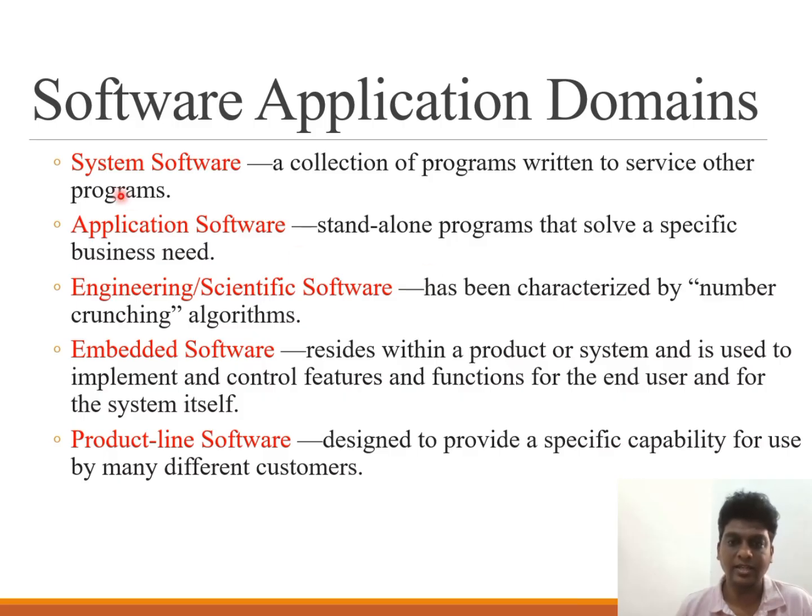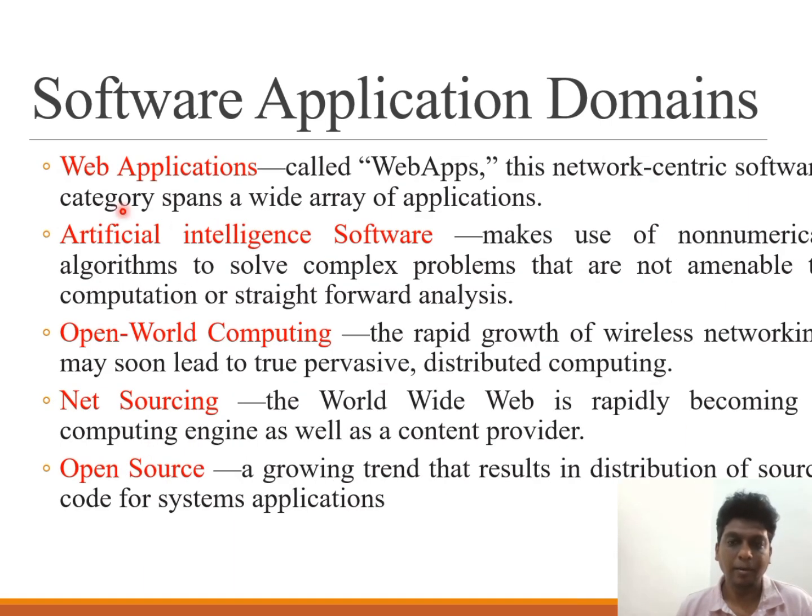These are the various software application domains. System software is a collection of programs. Application software is standalone, for a specific business need. Then there is scientific software with number crunching algorithms, like MATLAB, CAD, etc. Embedded software has implementation and control features for end users. Product line software is useful for many different customers to provide a specific capability. Then web applications are the network centric software category.